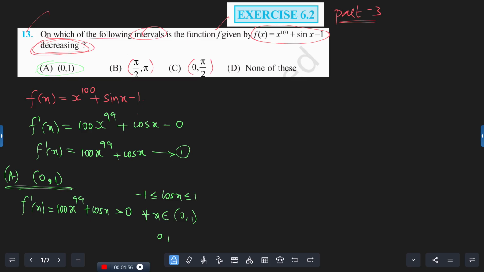Positive, so now what do you get? Then f of x is increasing on 0, 1. Check the book back answer.